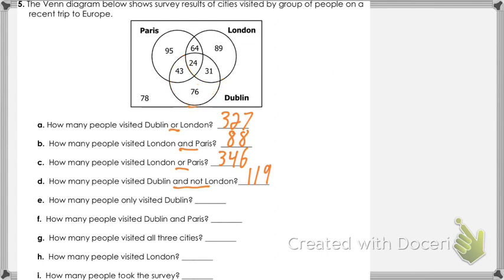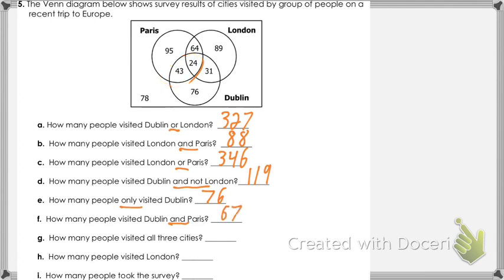Letter E, how many people only visited Dublin? 76, only visited Dublin. They didn't go anywhere else. Letter F, how many people visited Dublin and Paris? So in the overlap of Dublin and Paris, because and is where they're both true. 43 plus 24 gives us 67.